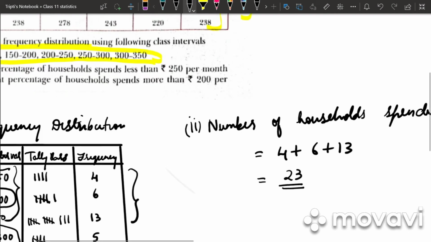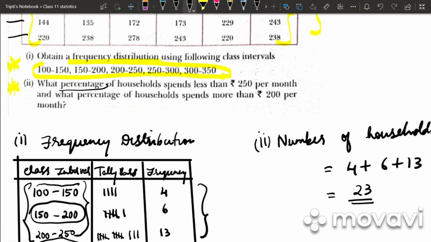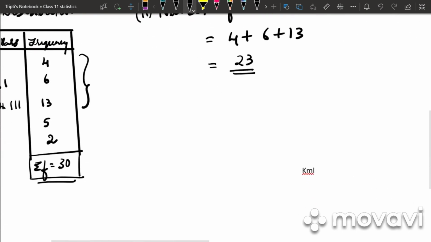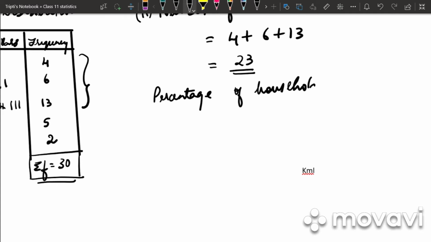Now they have asked us to find out the percentage of households who spend less than 250. So write down in the next line, percentage of households spending less than 250.